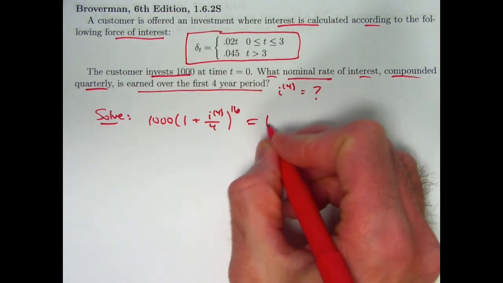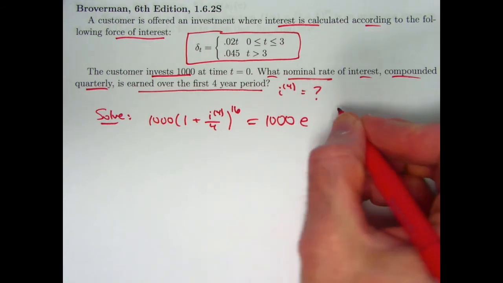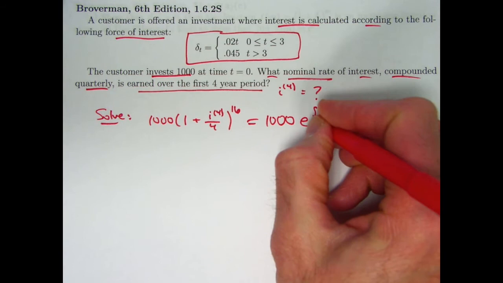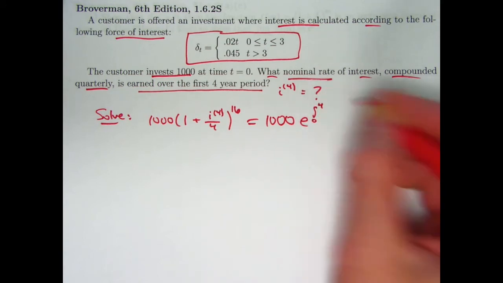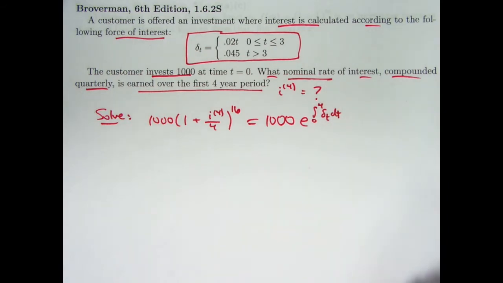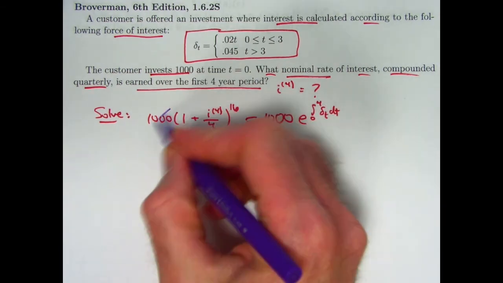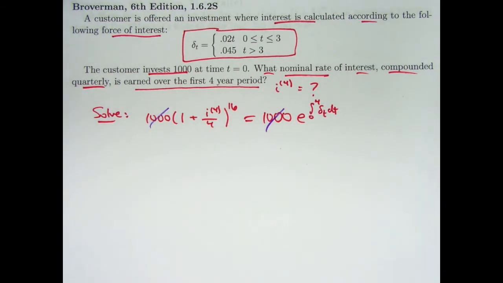This needs to equal 1,000 times, okay, here it gets a little strange, e to the integral from 0 to 4 of this force of interest function. Okay, so this is an equation that we need to solve for I4, and we can completely evaluate the right-hand side. So then we would divide both sides by 1,000. Actually, we can do that right away and take the 16th root, then subtract 1, then multiply by 4 to solve for I4.